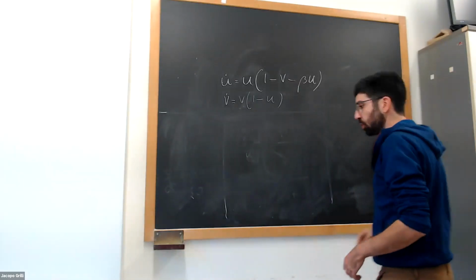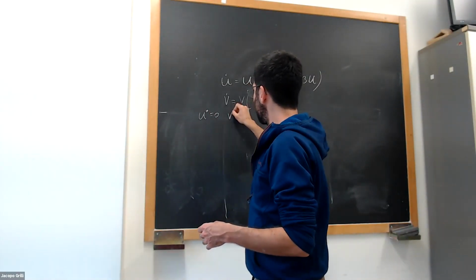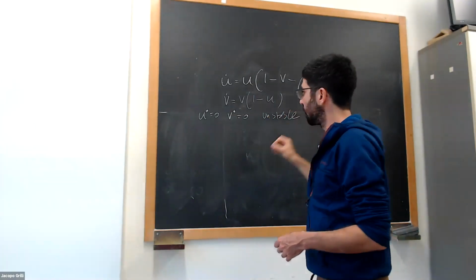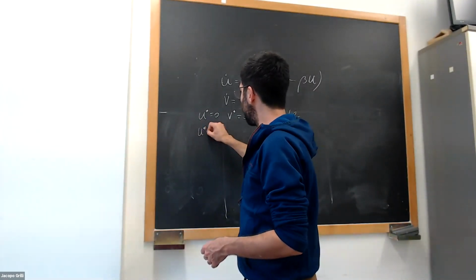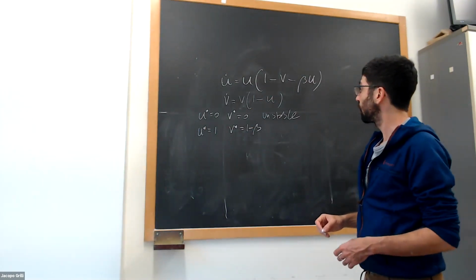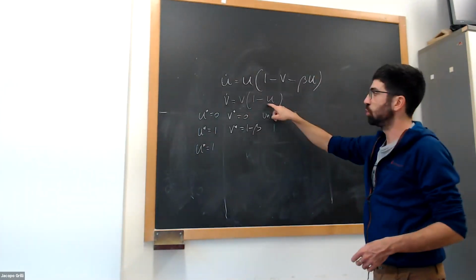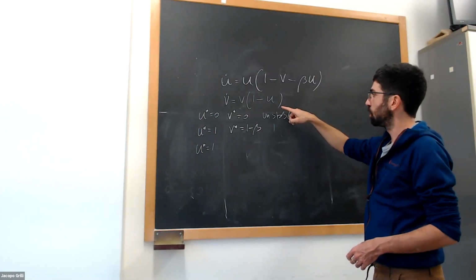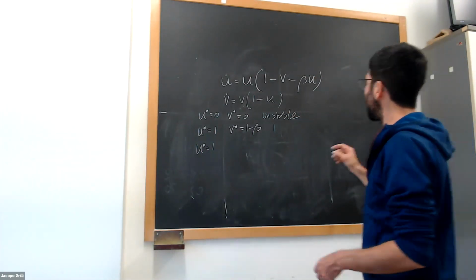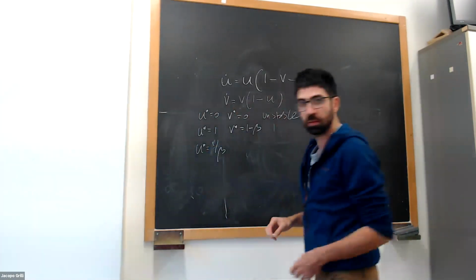So he noticed that there are actually 3 fixed points. There is the fixed point u star equals 0, v star equals 0, okay, which is always unstable. There is the fixed point u star equal to 1, v star equal to 1 minus beta, okay, which I'll tell you when it's stable. And then there is another fixed point. So you set this equation equal to 0. You want u star equal to 1 over beta, okay?